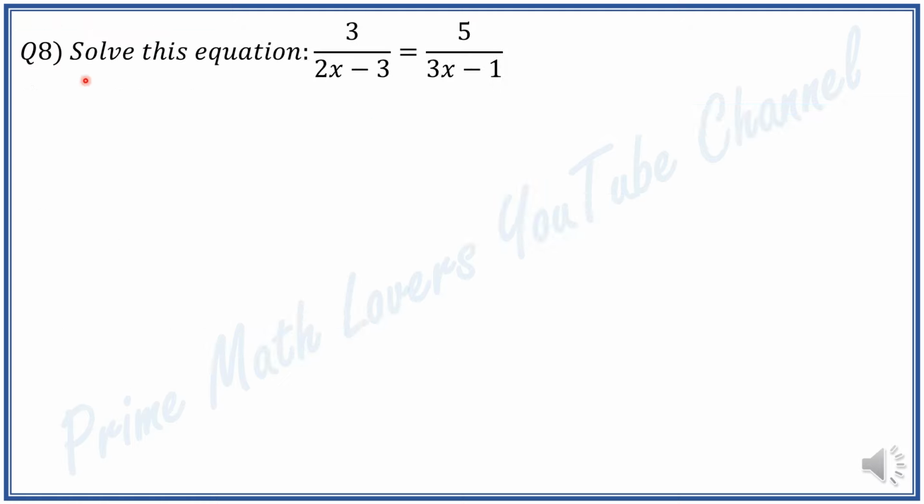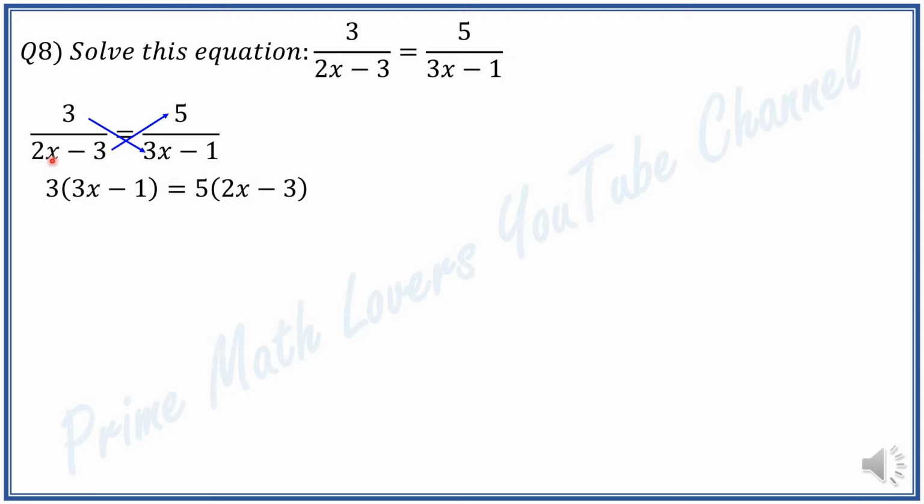Question 8. Solve this equation. 3 over 2x minus 3 is equal to 5 over 3x minus 1. To solve this equation, we follow these steps. First, we cross multiply to get rid of fractions. So the result will be 3 times 3x minus 1 is equal to 5 times 2x minus 3.